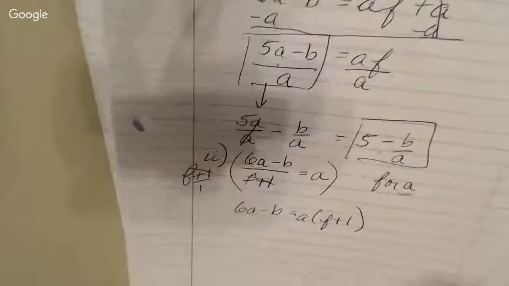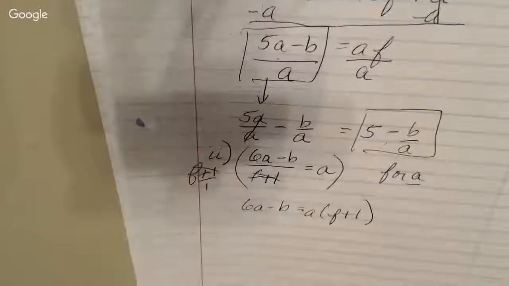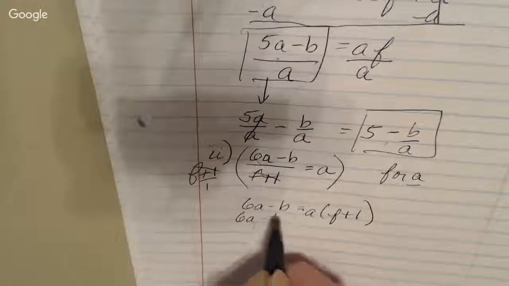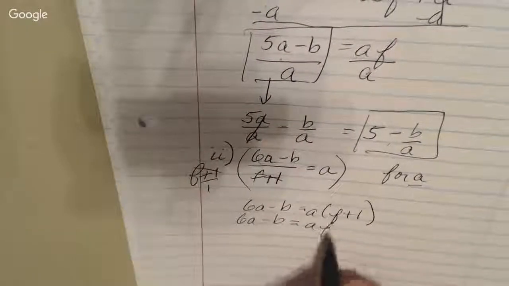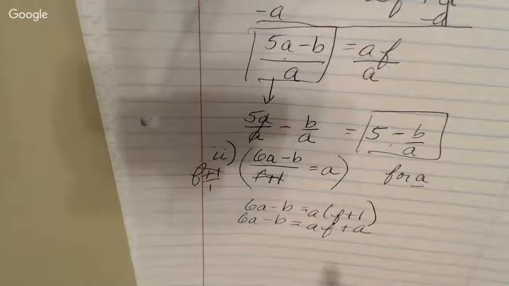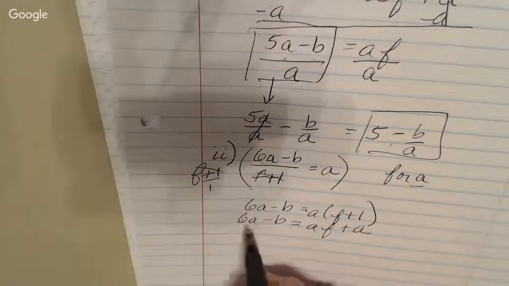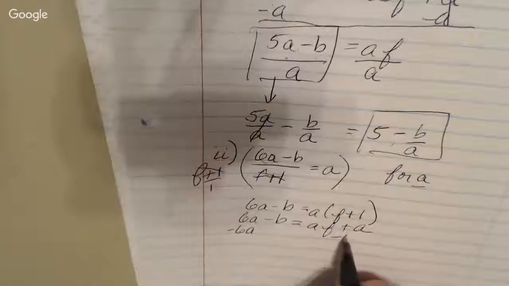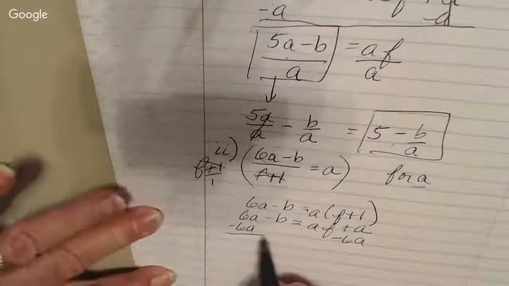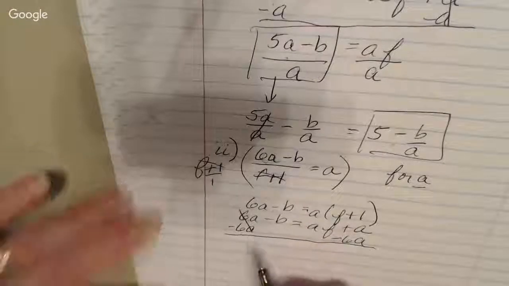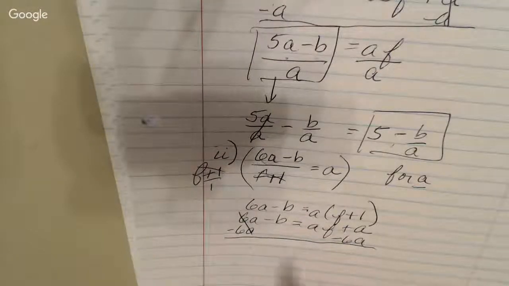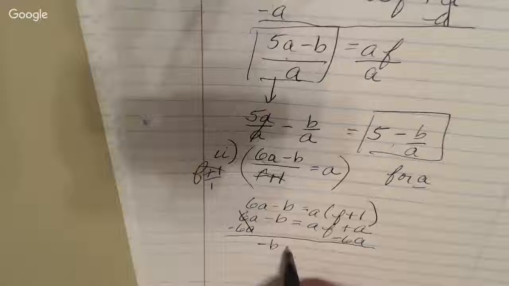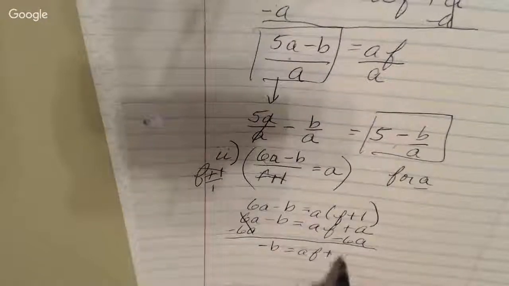All right, so I'm going to distribute my a now. I got to distribute that before I can do anything else. So I got af plus a. Okay, so I got a bunch of a's over here. I got one stuck over here. Let's take it over to this side. I'm going to cross that out. Negative b equals af plus a.